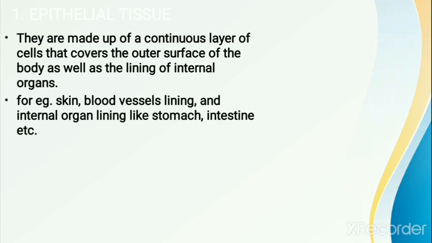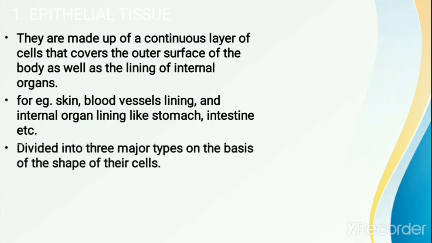Basically these kinds of tissues are of different thickness and variety. Here the examples are given: it is present on our skin and even the blood vessels. What are blood vessels? These are the pipes which carry the blood from one part of the body to another part. So the lining of blood vessels, and even the lining of our internal organs like stomach, intestine, lungs, heart. They are also divided into three major types on the basis of the shape of their cells.